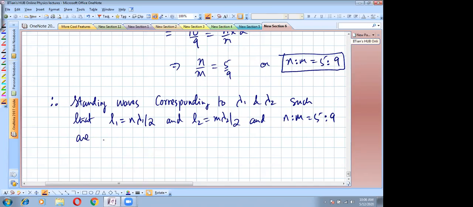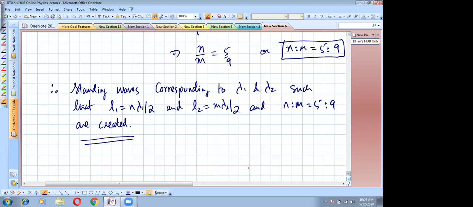Are created. The standing waves have to support this condition: this length has to be some integer times lambda 1 by 2, and this length has to be some integer times lambda 2 by 2, where the ratio of these integers is 5 is to 9. So first of all, let us see what values of n and m are possible.